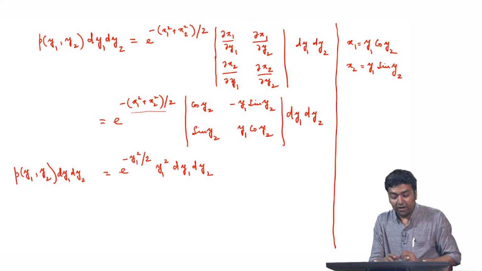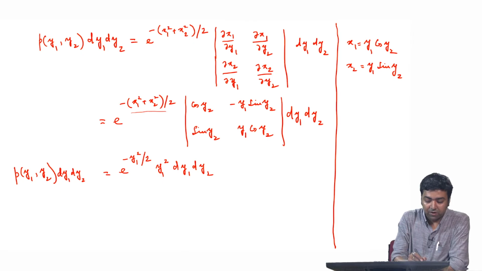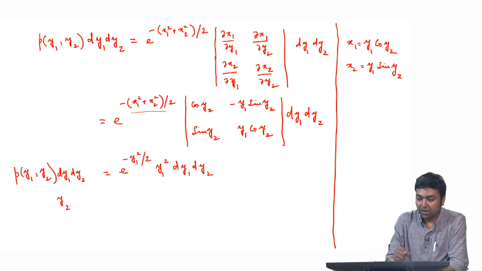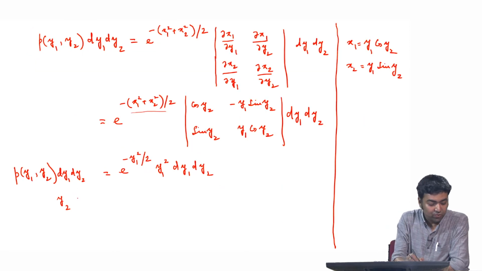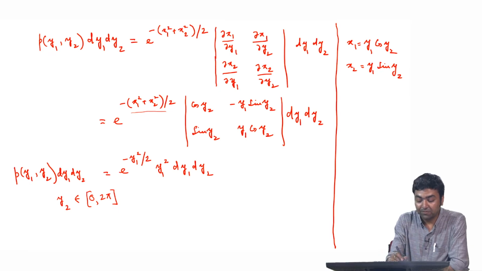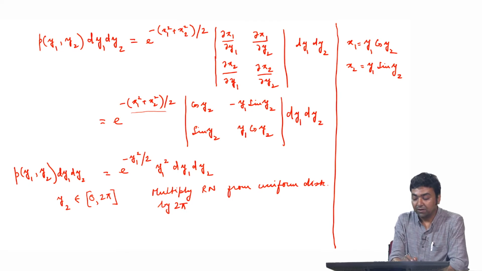Now, these y1 and y2 we need to generate from random numbers which have the uniform distribution. So, let us see what values y2 can take. If you remember, y2 is tan inverse of x2 by x1, so y2 can vary from 0 to 2 pi. How will I get different values of y2 from the uniform distribution? I need to multiply the random numbers from the uniform distribution, whose range is 0 to 1, by 2 pi. This will then generate a set of numbers whose range is from 0 to 2 pi.